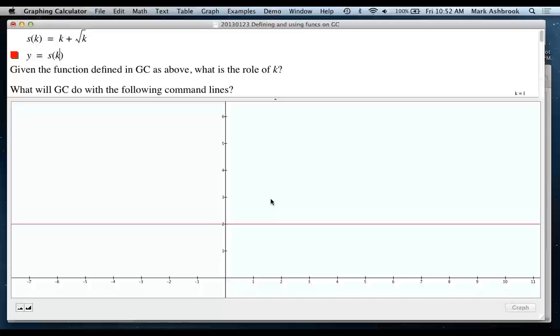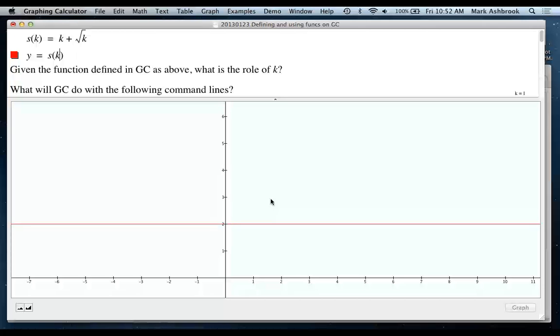So what would happen if you put y equals s of k, and then the next time you put s of k equals k plus radical k? Would that be the same answer? Yes. In the graphing calculator, the order of the command lines doesn't matter at all.